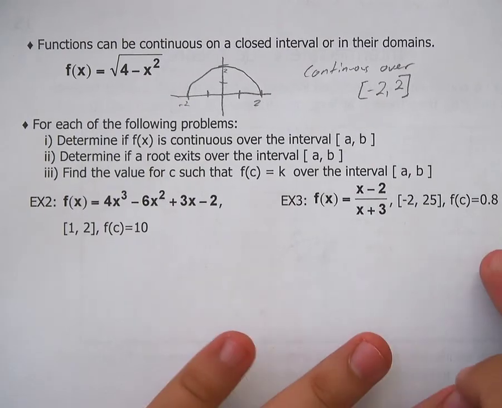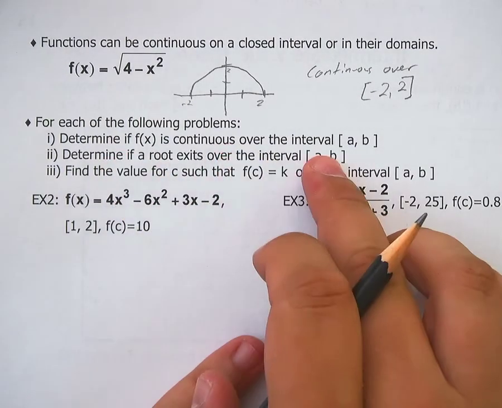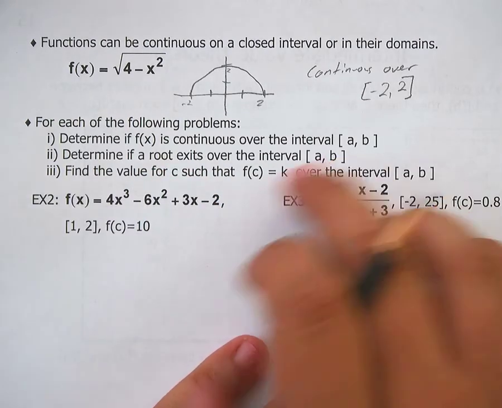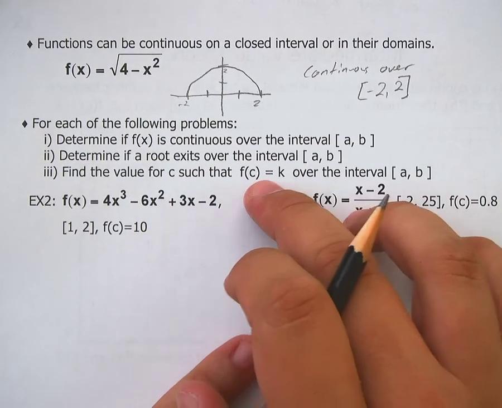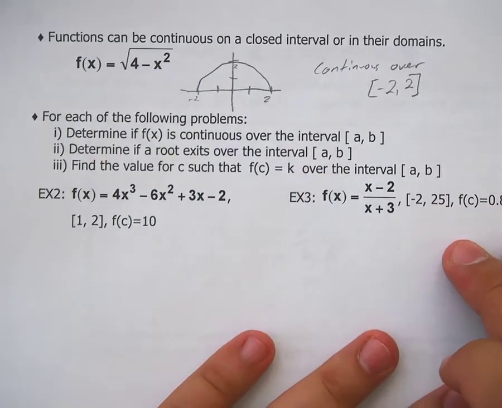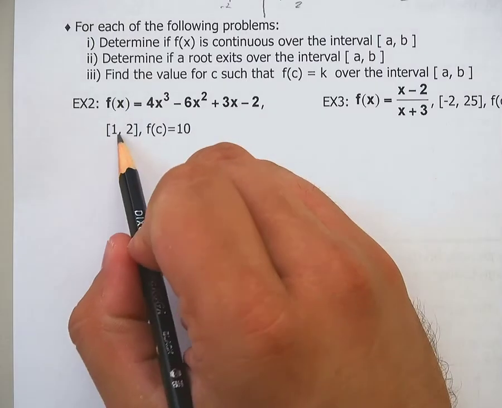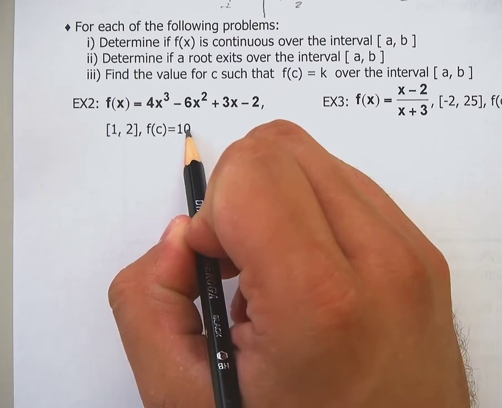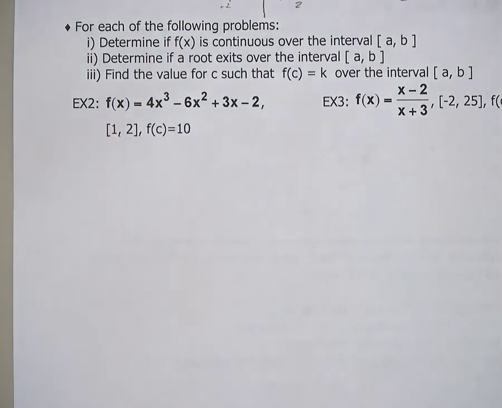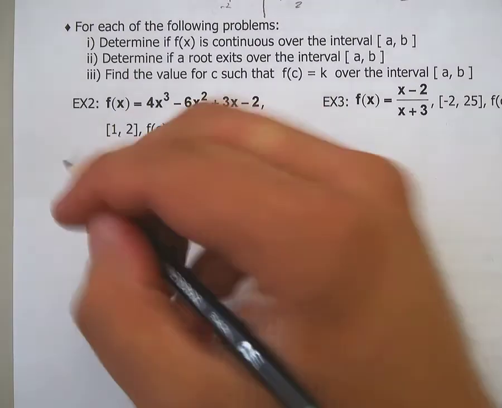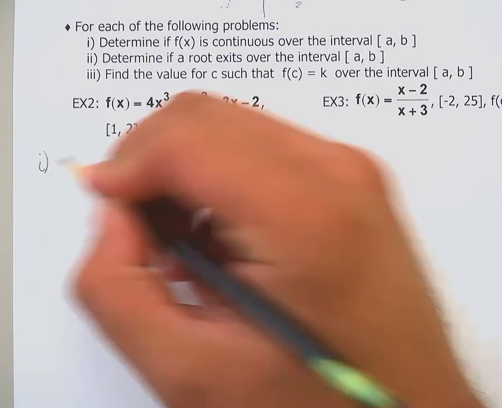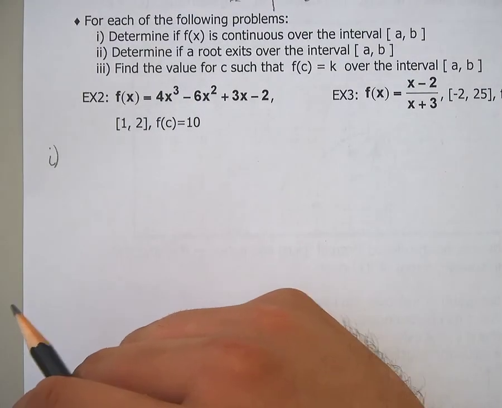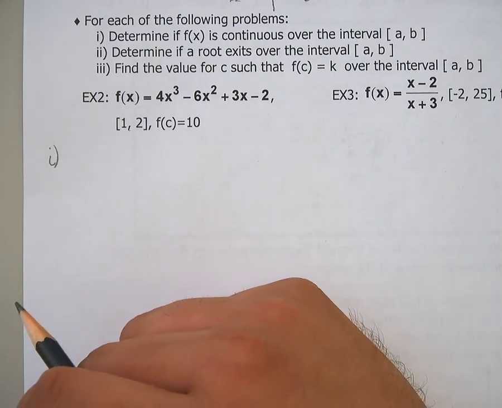So for each of the following problems, tell me if it's continuous over the interval, tell me if a root exists in the interval, and then find a value f of c equals k over the interval. So for number 2, the example here, here's my interval, here's my f of c. This is my k, they want me to find out what c is. So first, do a little I, because that's what we have is i's. Tell me if it's continuous.